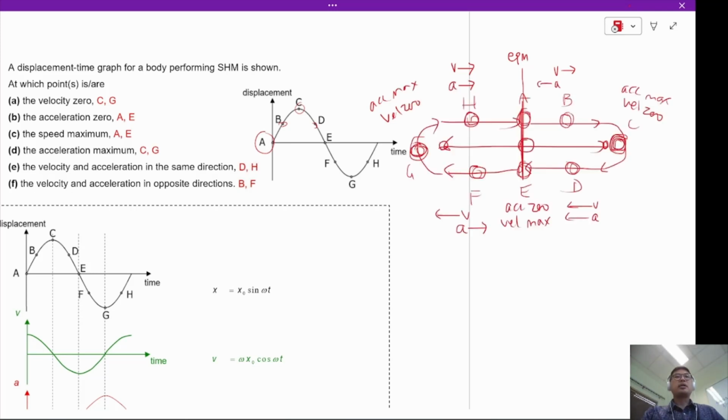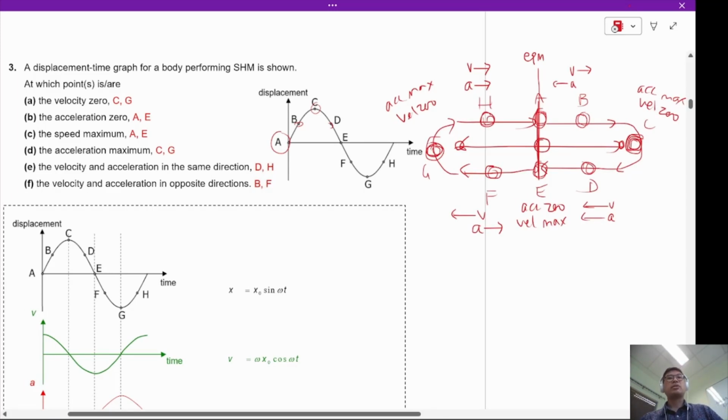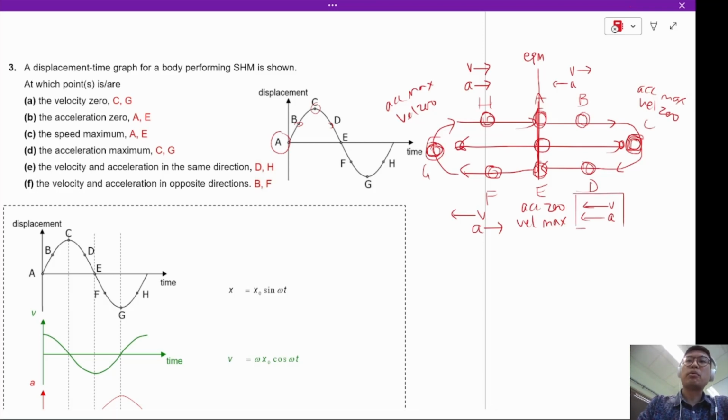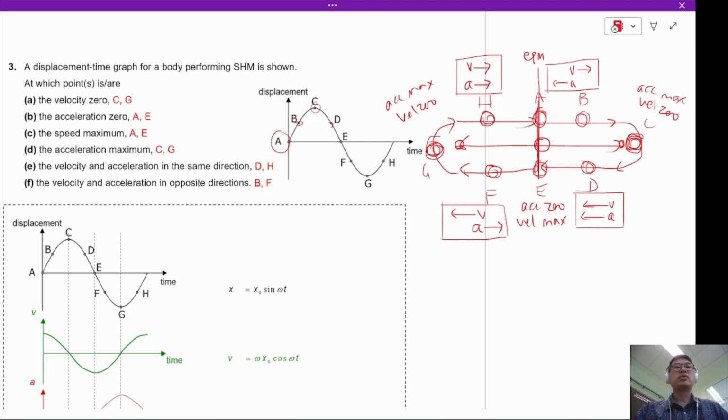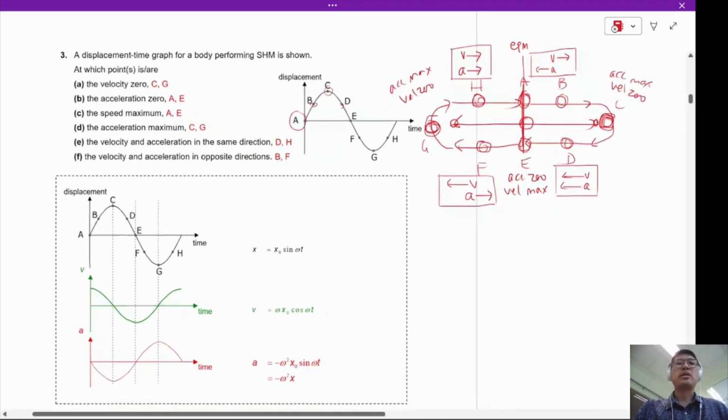So when are the velocity and acceleration in the same direction? In the same direction, this will be point D and point H. Now, when are the velocity and acceleration in opposite directions? The velocity and acceleration are in opposite directions at point B and point F. Okay, so I hope that helps you to explain the answer.